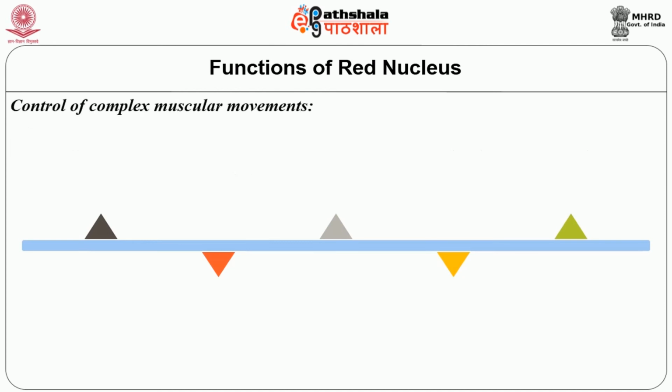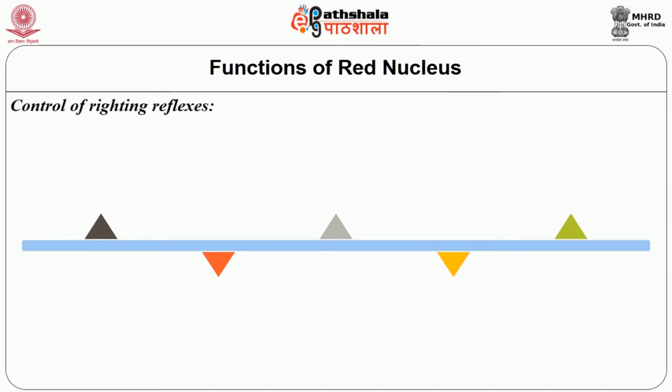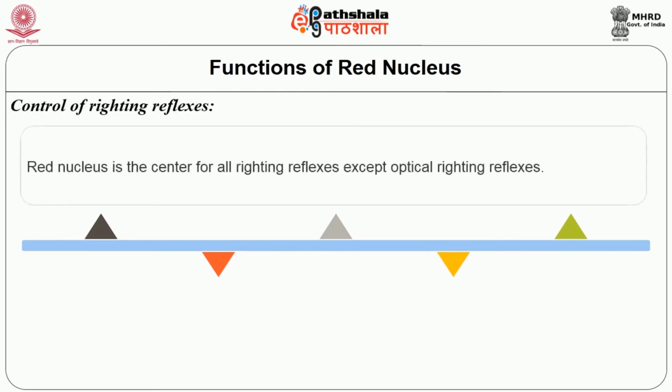Second one is control of complex muscular movements. The red nucleus controls the complex muscular movements and it plays an important role in the integration of various impulses received from many important areas of the brain. They control the righting reflexes.